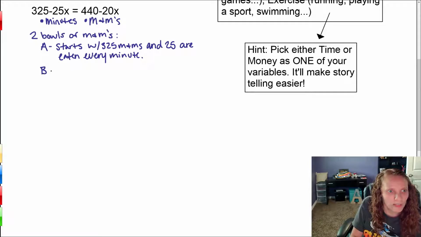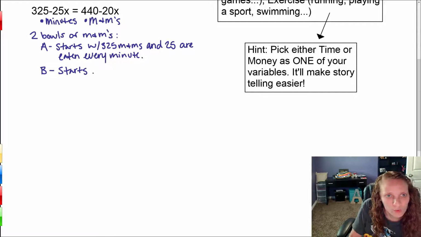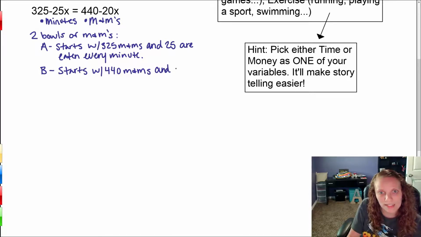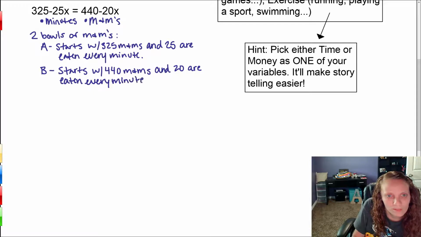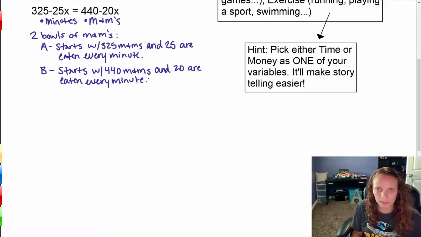Now there's also bowl B. Bowl B starts with 440 M&Ms. And they're being eaten at a rate of 20 each minute. Okay, so here's my 2 bowls. We're comparing bowl A with bowl B. They're being eaten, so that's why I use the word eaten, because of the subtraction sign.